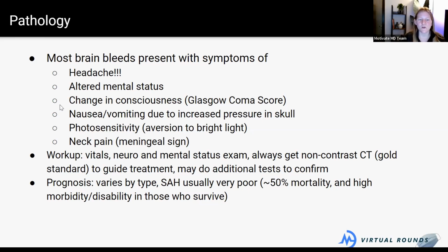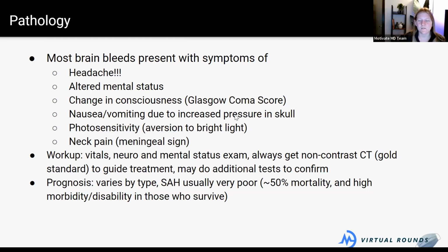Secondary symptoms are more so from having an increased mass in your brain. Normally you have a very controlled intracerebral pressure, which is made up of your brain tissue, your cerebrospinal fluid, and your blood flow in your brain. If you have too much blood getting into your head because you burst a blood vessel, then you can have what we call mass effect symptoms, like nausea and vomiting, photosensitivity, which is aversion to bright light, and neck pain, which is that meningeal sign that we think of. So these can also mimic meningitis, which is also something that causes increased pressure in the brain.